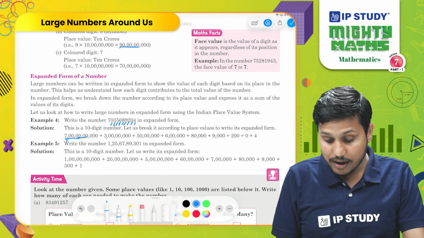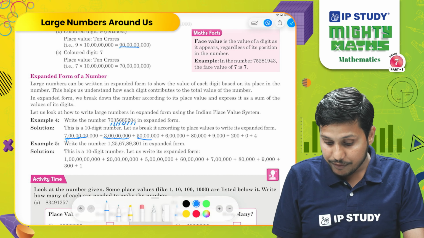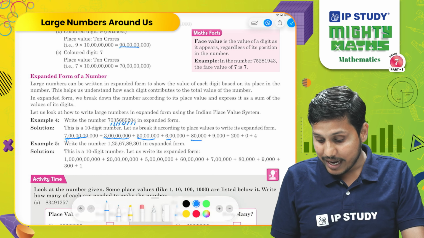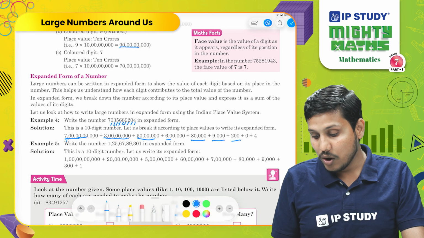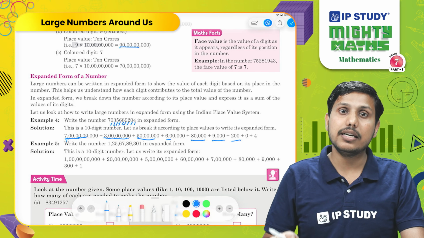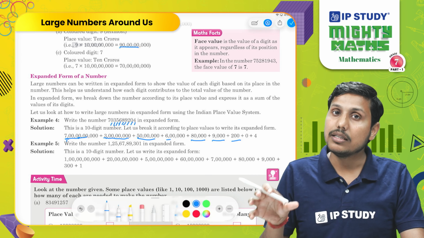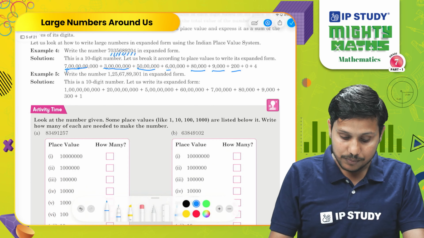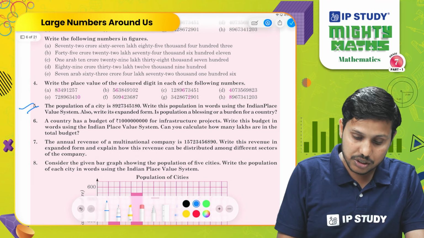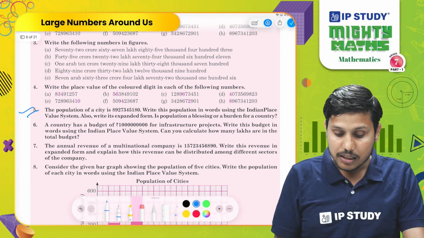Now in order to write the expanded form of this number, we have to write like this: 7 arab, then we have 3 crore, then we have 50 lakh, then we can write 6 as 6 lakh, then 80,000, then 9,000, then 204. It means we have to write the place value of each digit and we have to represent them using the sum of each.